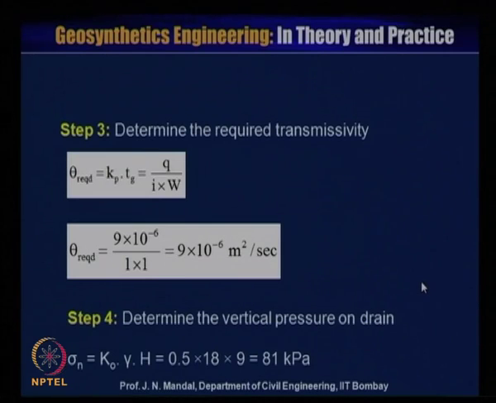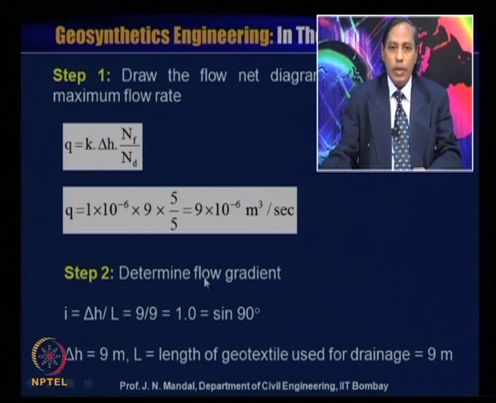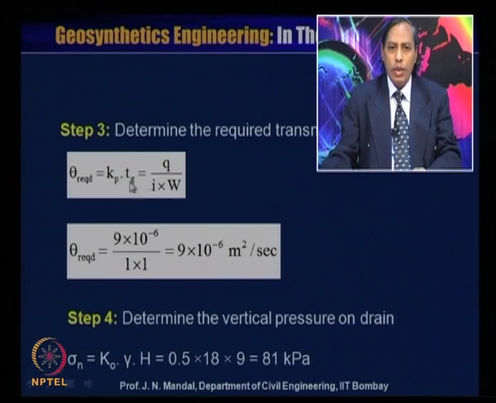Step 3, determine the required transmissivity. We know the equation: transmissivity theta required is equal to Kp into Tg is equal to Q divided by i into W. So, Q we know, that is 9 into 10 to the power minus 6 meter cube per second. So, theta required is equal to 9 into 10 to the power minus 6 divided by i into W, that is 1 into 1. So, theta required will be equal to 9 into 10 to the power minus 6 meter square per second.